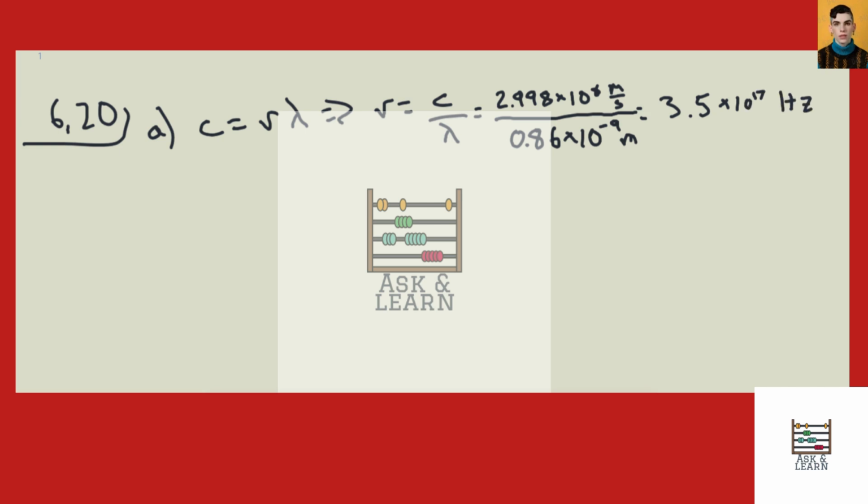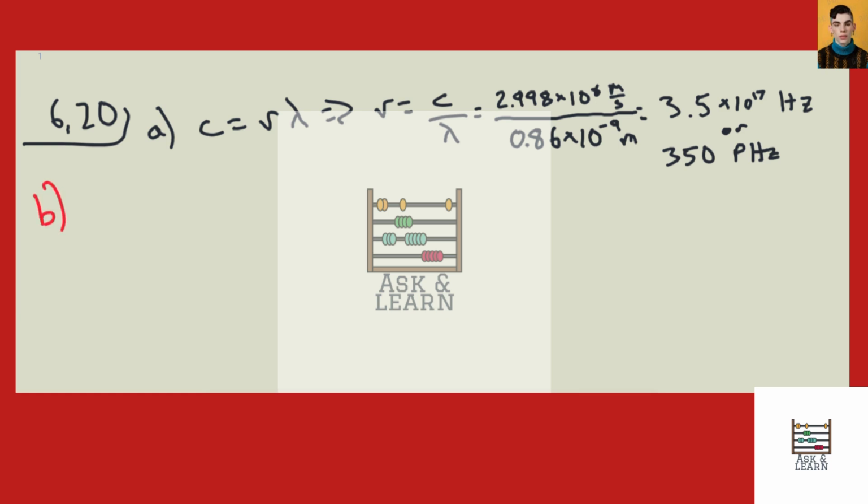If we wanted to write this without scientific notation, we would have to write 350 petahertz. It's capital P for 10 to the 15th power.